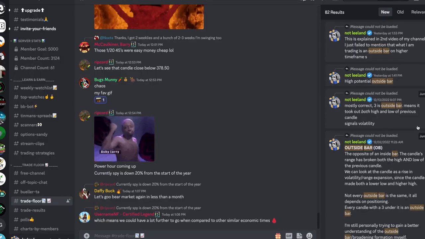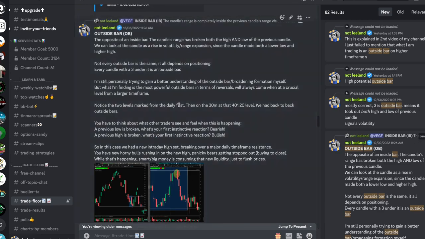So I wrote this up a little while ago on the outside bar, but basically an outside bar is when the candle's range has broken both the high and the low of the previous candle. So what this outside bar is telling us is there's a rise in volatility and range expansion since the candle made lower lows and higher highs.